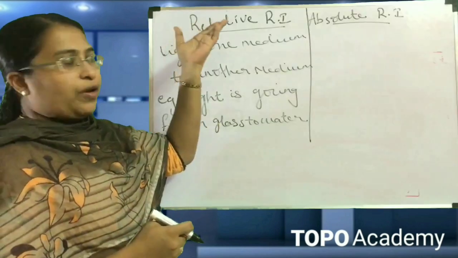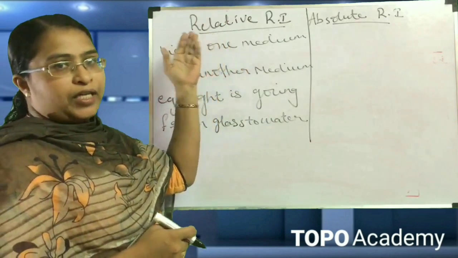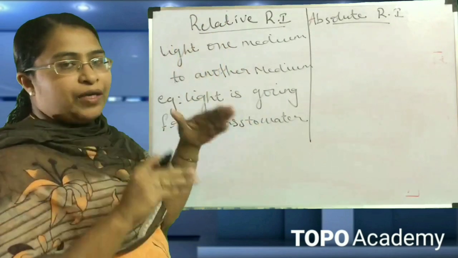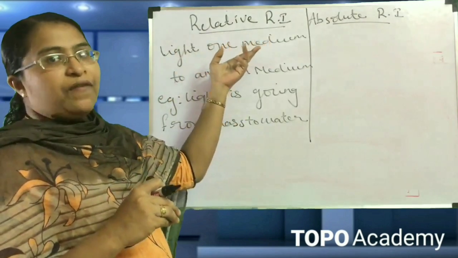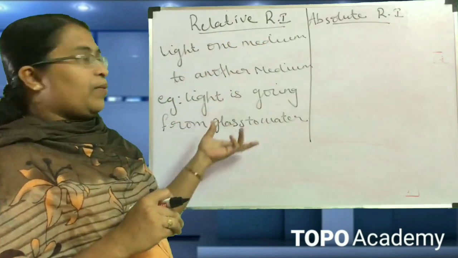So when light is going from one medium to another medium, other than air or vacuum, that refractive index is known as relative refractive index. So here an example is given.